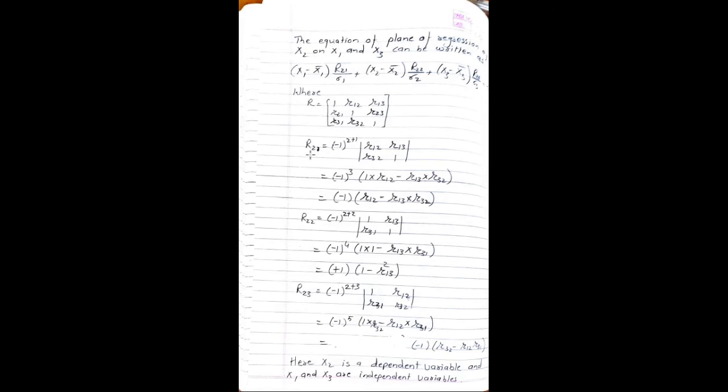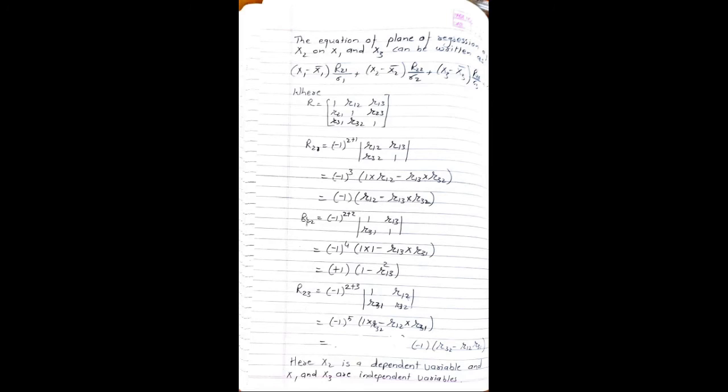We will hide second row and first column. The things which are remaining are r12, r13, r32 and 1. So r21 can be calculated as minus 1 raised to 3, 1 into r12 minus r13 into r32. So minus 1 raised to 3 becomes minus 1, r12 minus r13 into r32.